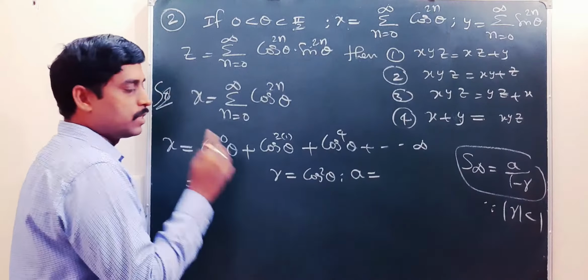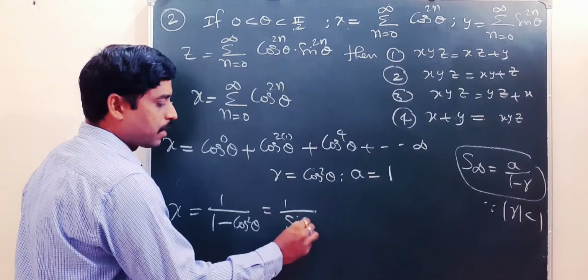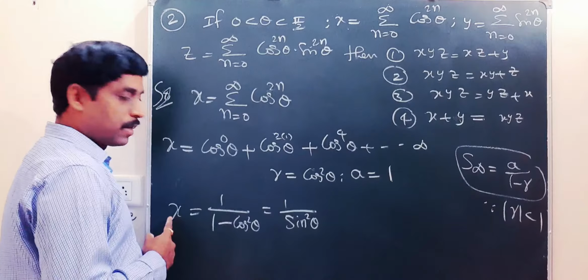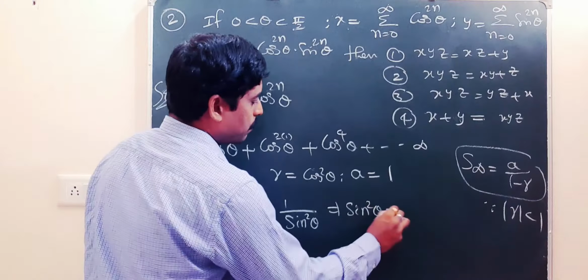So what is the formula? X is equal to A by 1 minus R. A value 1, R value cos square theta. It will going to be 1 by 1 minus cos square theta, value sin square theta. Okay, X is equal to 1 by sin square theta, therefore sin square theta equal to 1 by X.